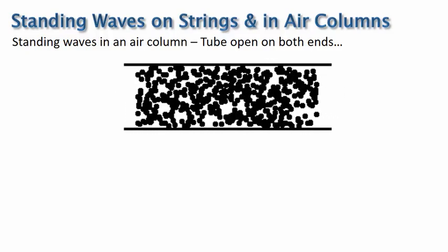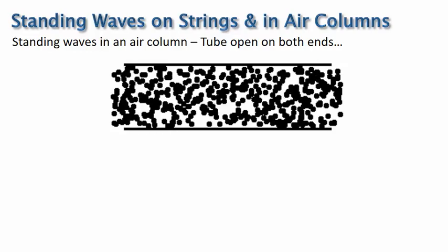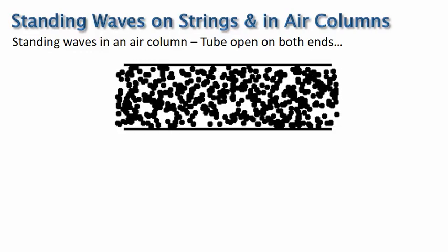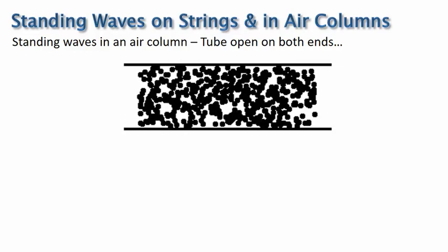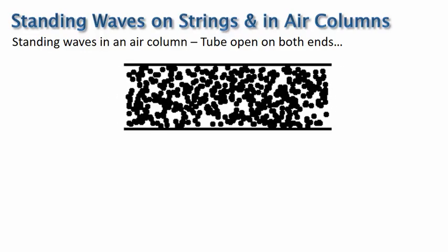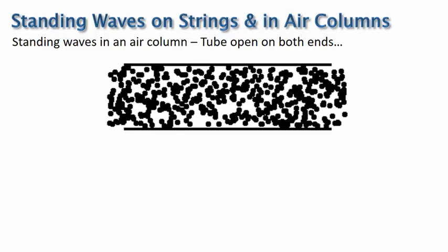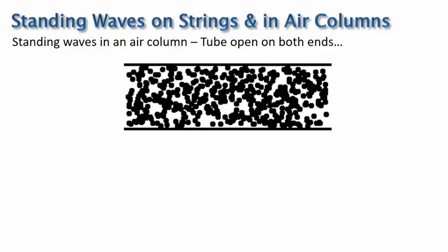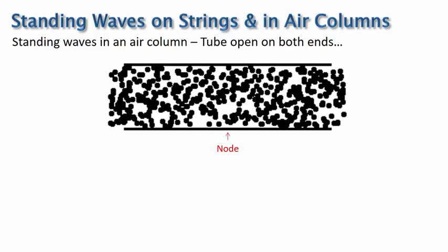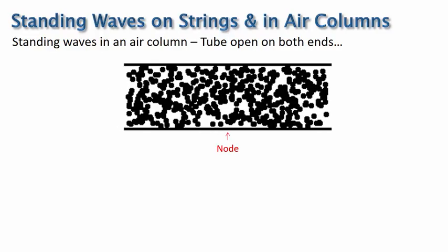The dots represent the movement of air molecules. As you can see, the air molecules oscillate in and out of the ends of the tube, but they don't move at the center of the tube. Just like with the string, the location where the molecules don't move is a node, and the location where they move the most is an antinode.